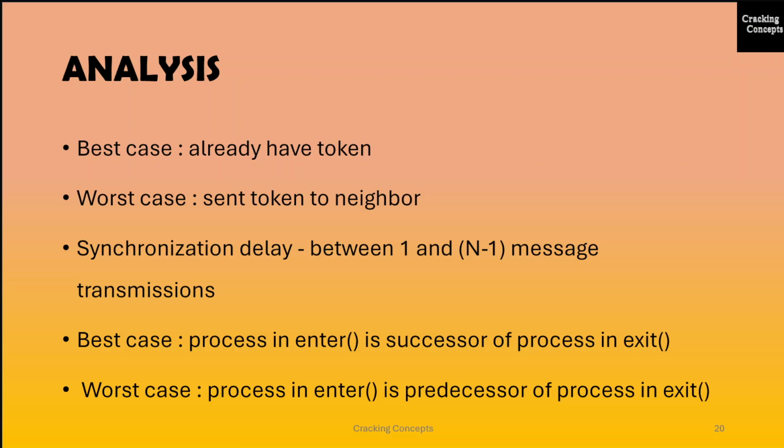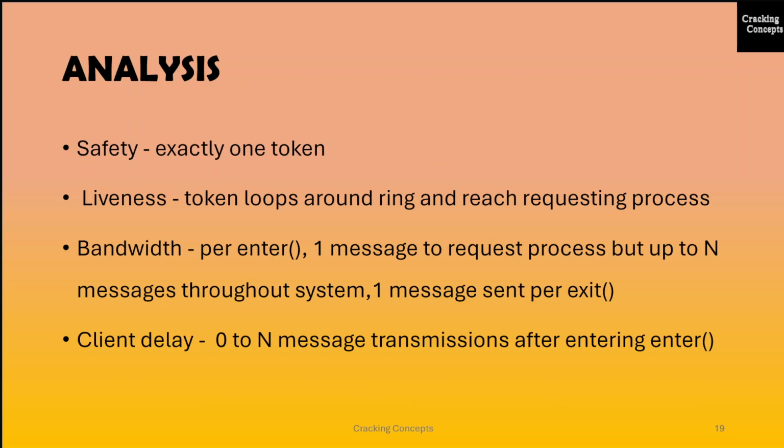Now, let us go through the analysis of this algorithm. We are going to verify the safety property in the first case. So here we see that there is exactly one token, so the safety property is guaranteed. Now looking at the second property, which is liveness, we see that the token eventually loops around the ring and reaches the requesting process, and there are no failures.